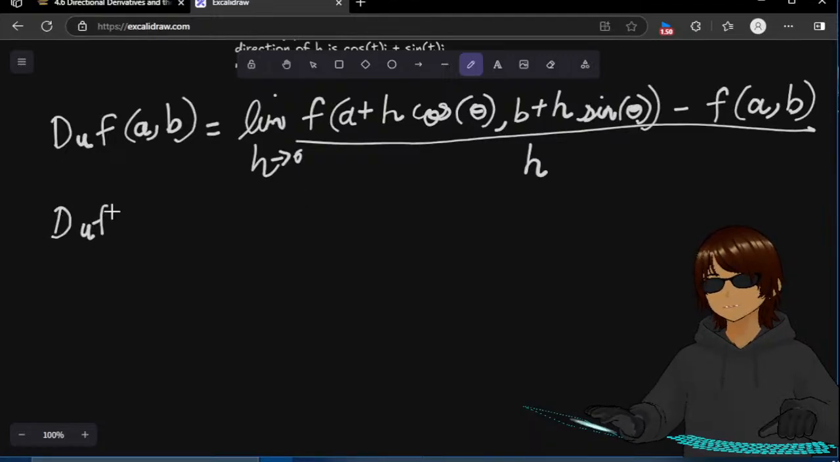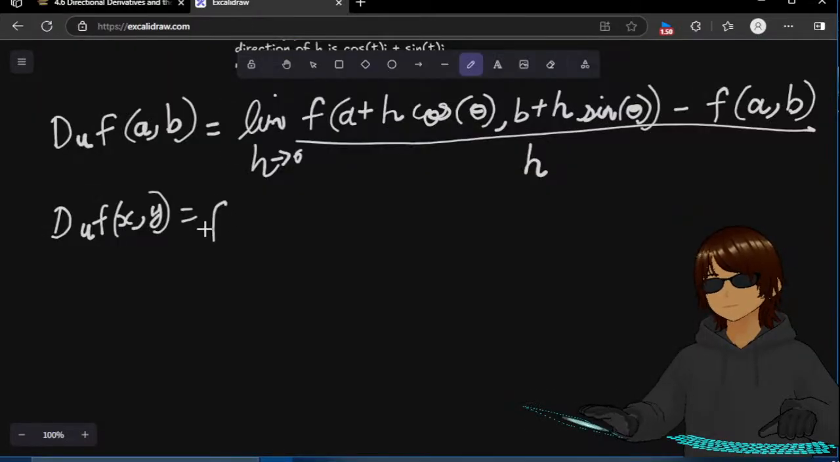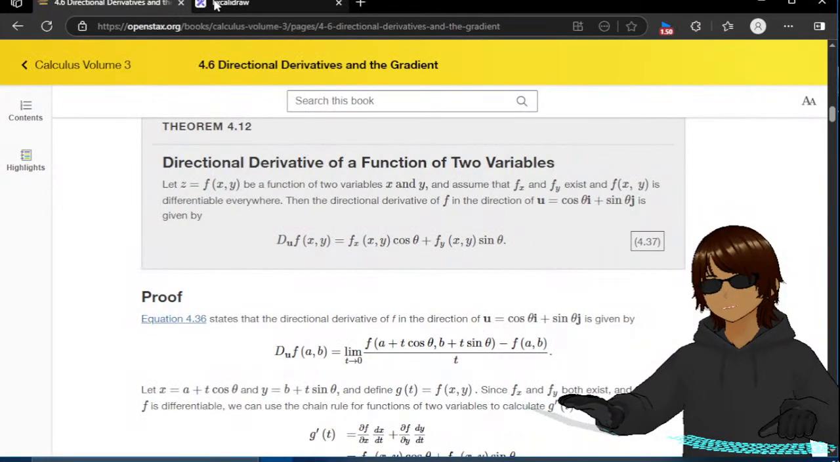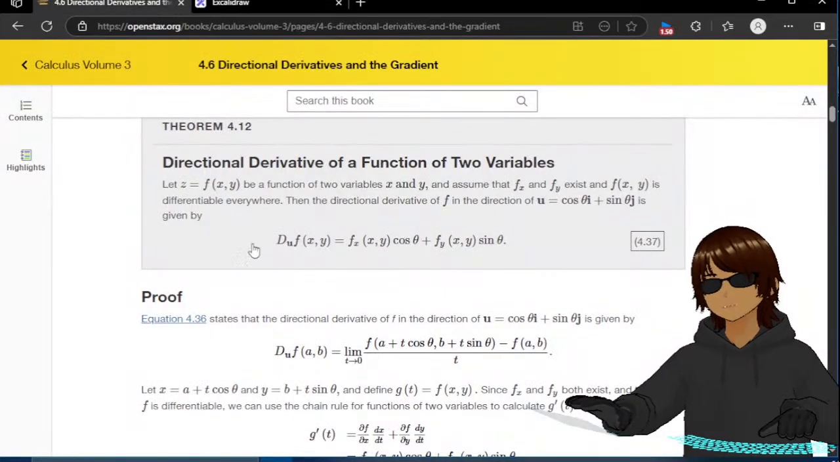So the derivative of f of x, y in the direction of u is given by the partial derivative of f with respect to x times cos theta, plus the partial derivative of f with respect to y times sine theta. What else did we learn?